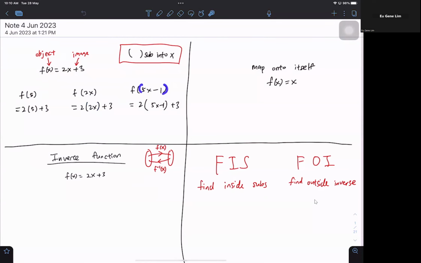Let's say this one: f(5x - 1). Although the bracket is a bit long and a bit complicated, what you do is the same. You just take the bracket and sub into the x. So you take this whole bracket, sub into the x, and it becomes 2(5x - 1) + 3. Understand? So that's the basic of function: just take the bracket and sub it into the x. Then the second thing is inverse function.